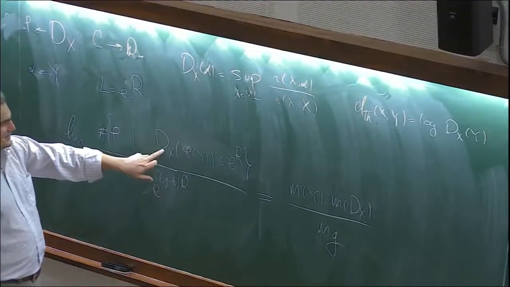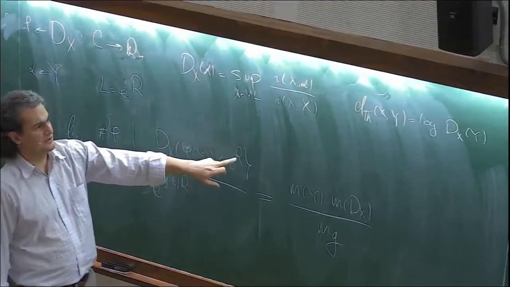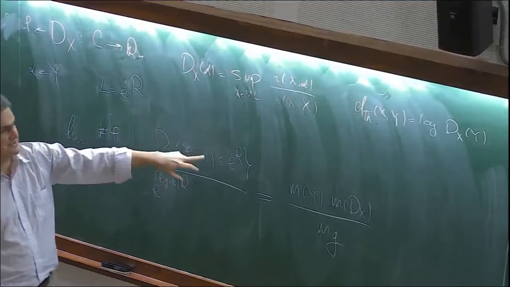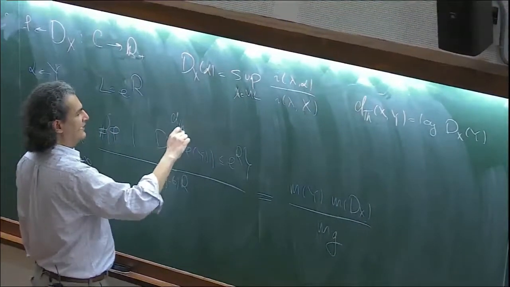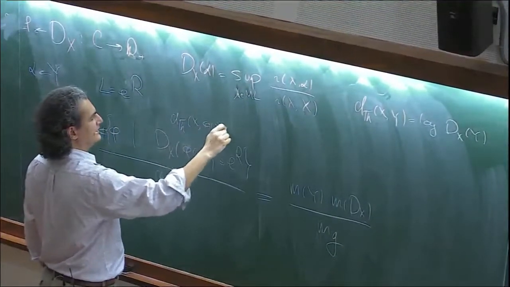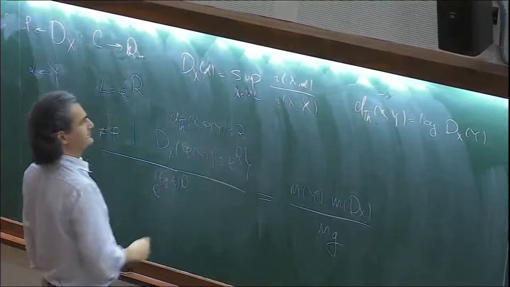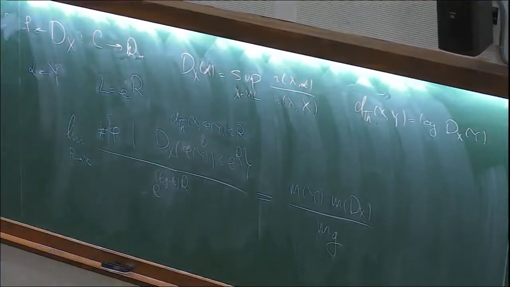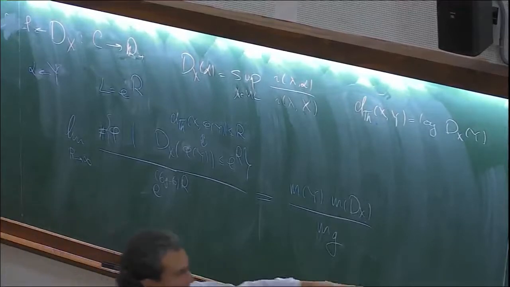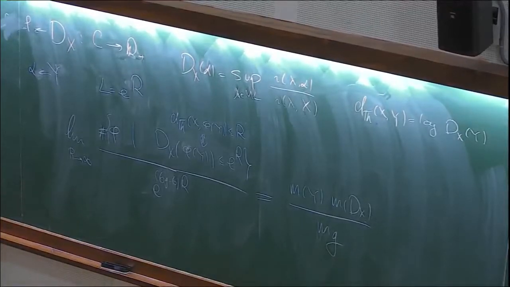And then we note that dx of phi being less than e to the r is the same as log of dx being less than r, but log of dx is the distance. So that's the same as saying the Thurston distance of x and phi of y is less than or equal to r. So that's it. You just plug in the correct functions into the counting problem, and boom, you have a lattice counting problem instead of a curve counting problem on the Teichmüller space. How much time do I have? I have 15 more minutes.